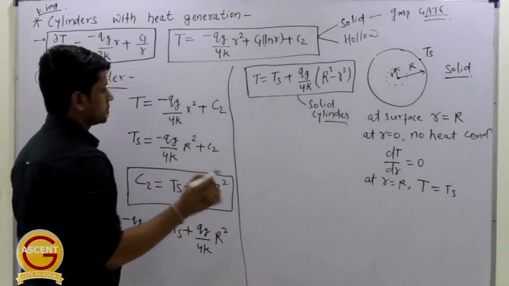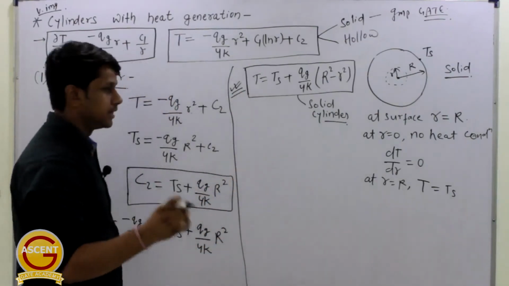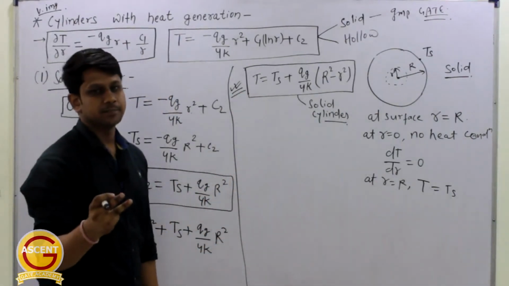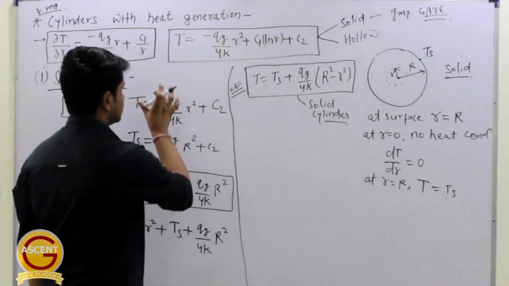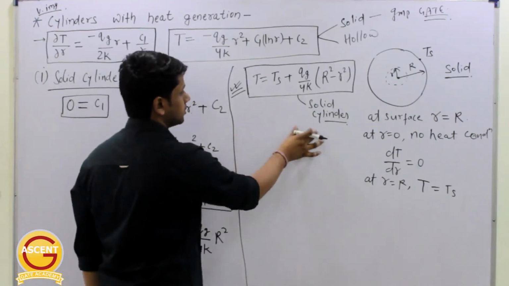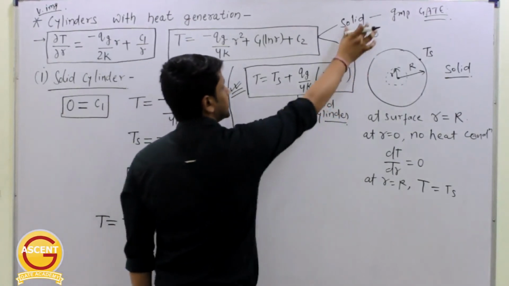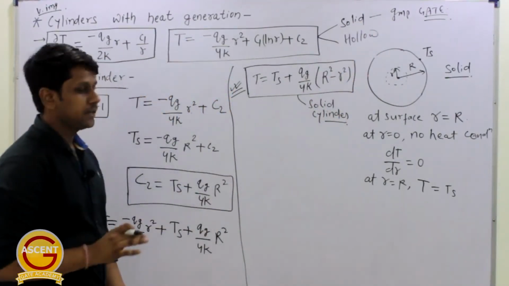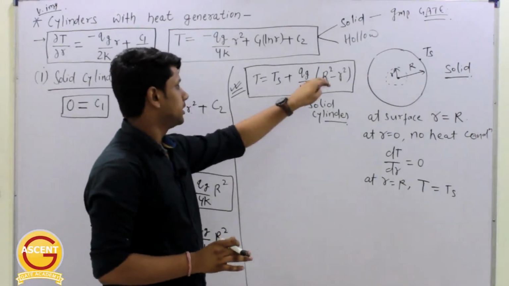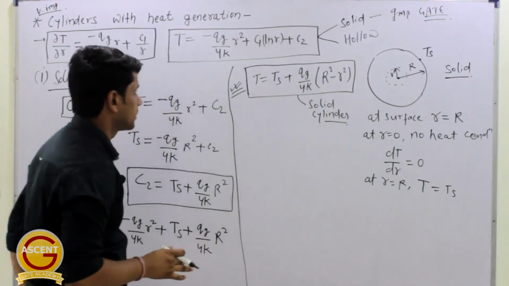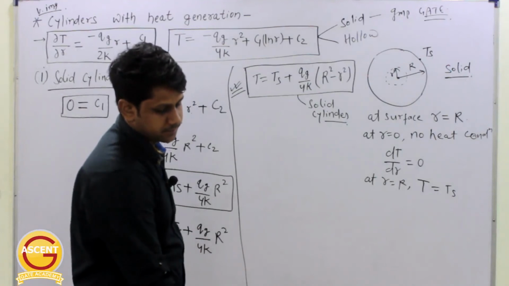So I will suggest you, to save your time, you should remember this equation, because there are not many cases in cylinders. In plane slabs there were 3 cases, so remembering each and every equation becomes very difficult. But in cylinders there is only one case, that is the solid cylinder. For the hollow cylinder I will just give you the boundary equations. For the solid cylinder you have to remember these equations, right? So the temperature profile is T equal to Ts plus Qg by 4K into capital R square minus small r square. Correct? So we have derived the temperature equation for a solid cylinder.